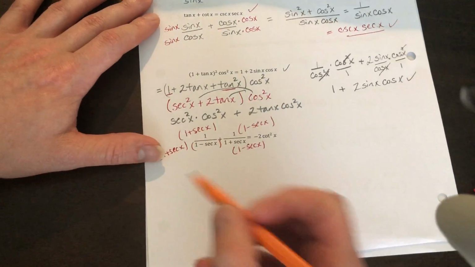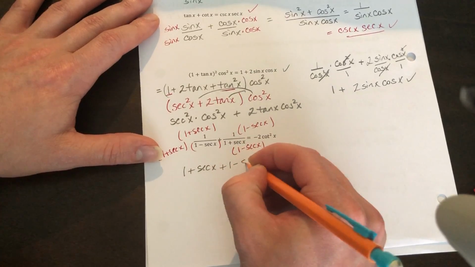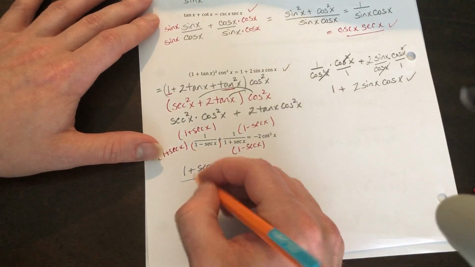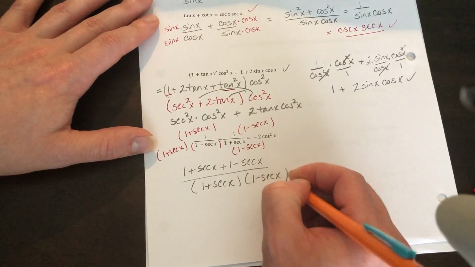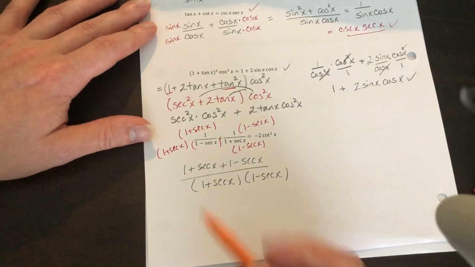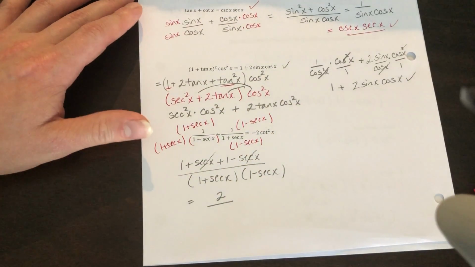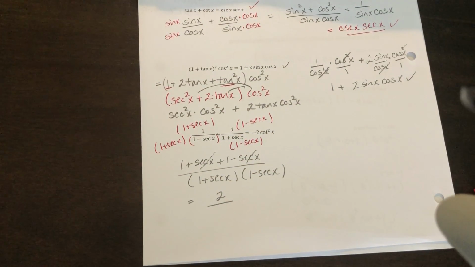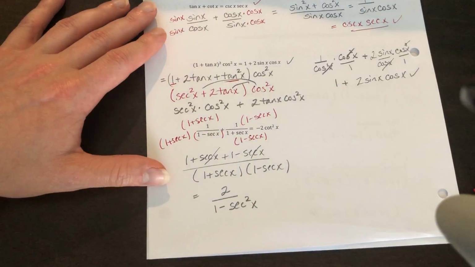Okay, so we're left with 1 plus secant of x on top plus 1 minus secant of x, all over 1 plus secant of x times 1 minus secant of x. The secants will end up canceling on top and we're left with the 2. Now, we should know that this is going to be a difference of squares. So we can FOIL that out, and this is going to be 1 minus secant squared x.